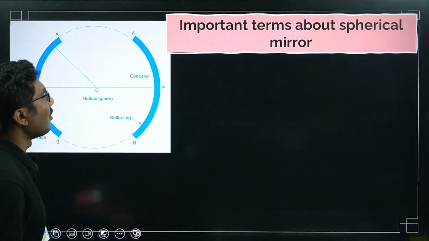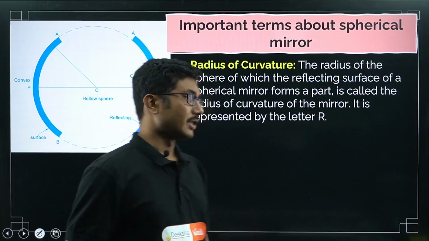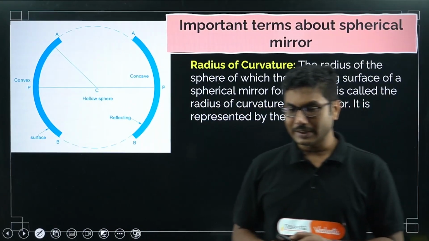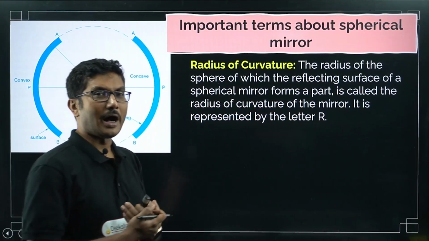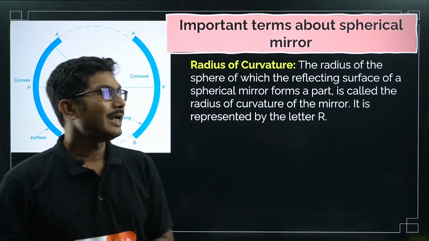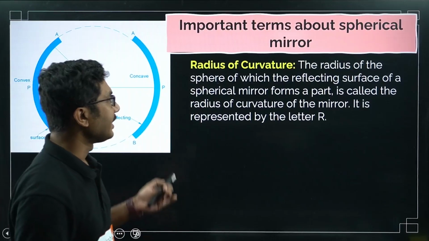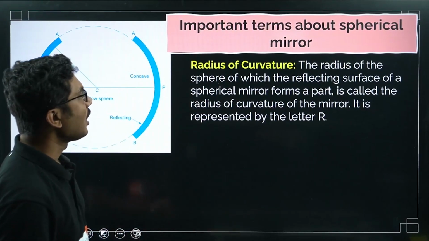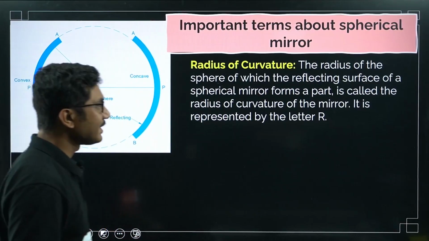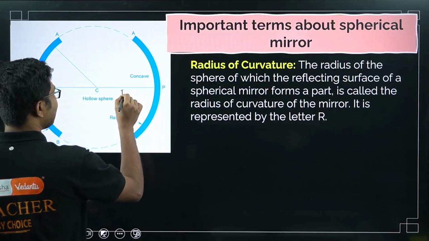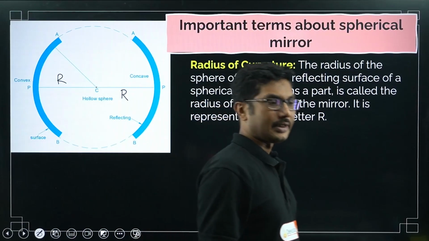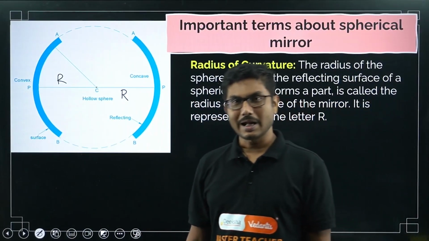Now what else? Radius of curvature. What is radius of curvature? There is a center, so there will be a radius as well. The mirror is part of a sphere, that's why they are called spherical mirrors. So that sphere has a center, and the radius of that sphere is called radius of curvature. The radius of the sphere of which the reflecting surface of a spherical mirror forms a part is called the radius of curvature of the mirror. It is represented by the capital letter R. In this case, this is R. Either of them you can consider as the radius of curvature.